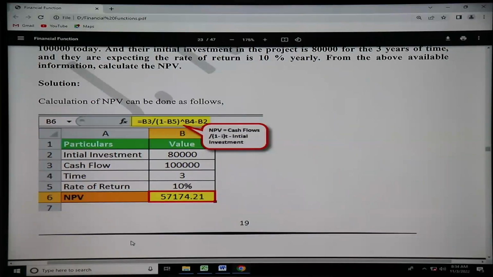Okay, now let's perform that simple computation. I believe you have already mastered that formula. We said the formula for getting the net present value, when you are doing it manually, then you are supposed to take the cash flow, then we divide by 1 less the rate of return, then to the power of t, which is the time.